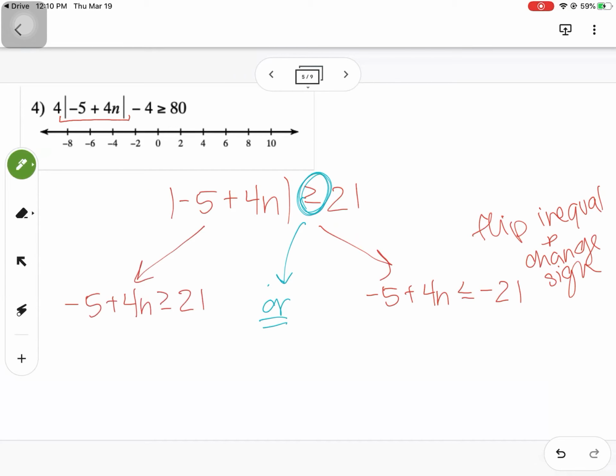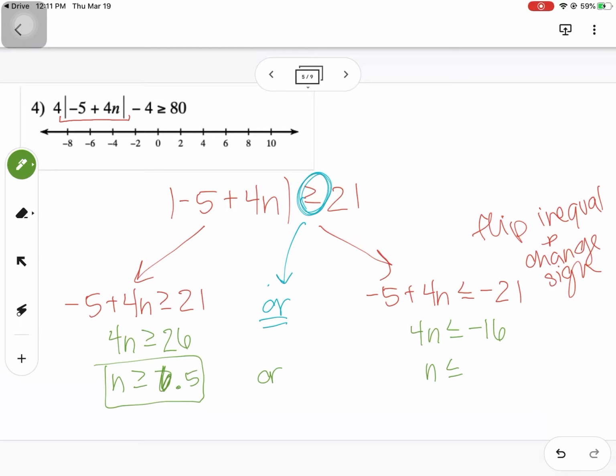And so now I'm going to go ahead and solve these. When I add 5, you get 4n is greater than or equal to 26. So n is greater than or equal to 7.5, if I did my math correctly. Yep. Oh, 6.5. There we go. So this is one of my two inequalities. Or this other one has to be true. When I add 5 over, I'm going to get 4n is less than or equal to negative 16. And then when I divide it, n is less than or equal to negative 4.